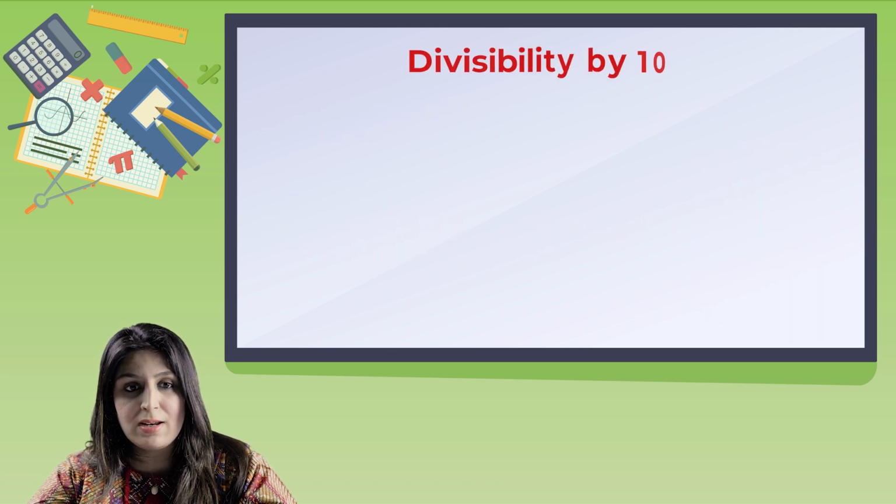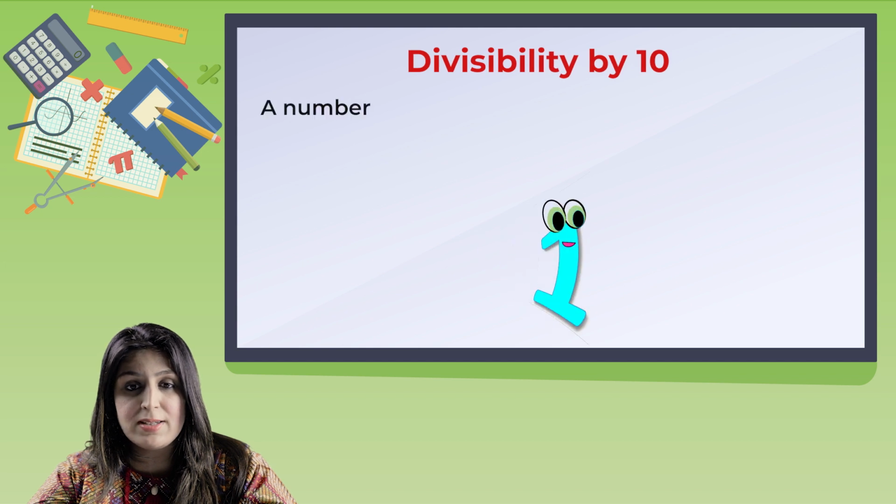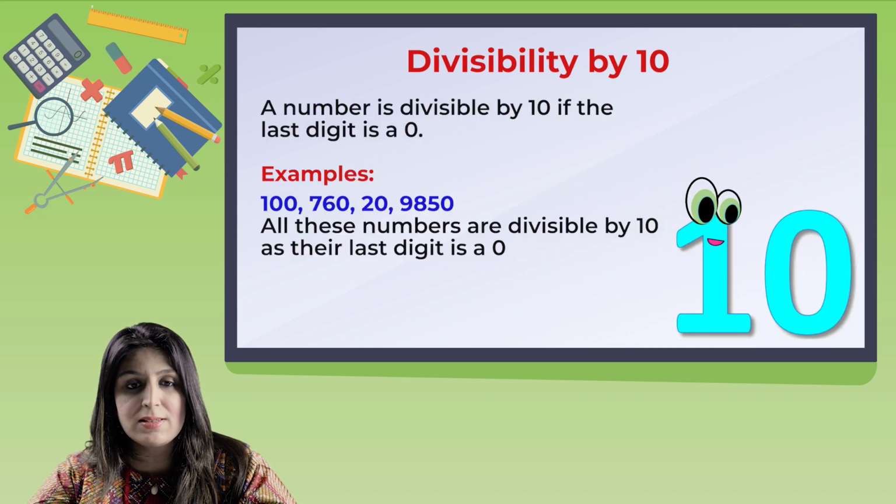Divisibility rule for number 10. A number is divisible by 10 if the last digit is a 0. Example: 1000, 760, 20, 9850. All these numbers are divisible by 10 as their last digit is a 0.